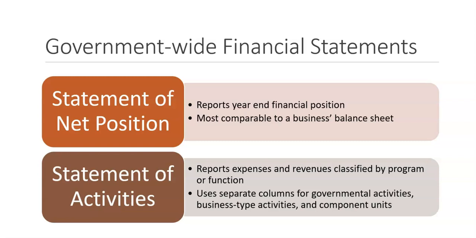Governmental activities are core services. Business type activities are things that generate user fees and operate similar to a business. These would be things like utilities, water, electricity, golf courses, a municipal golf course where there's a fee to use it that goes to the government, and then fiduciary activities and funds.